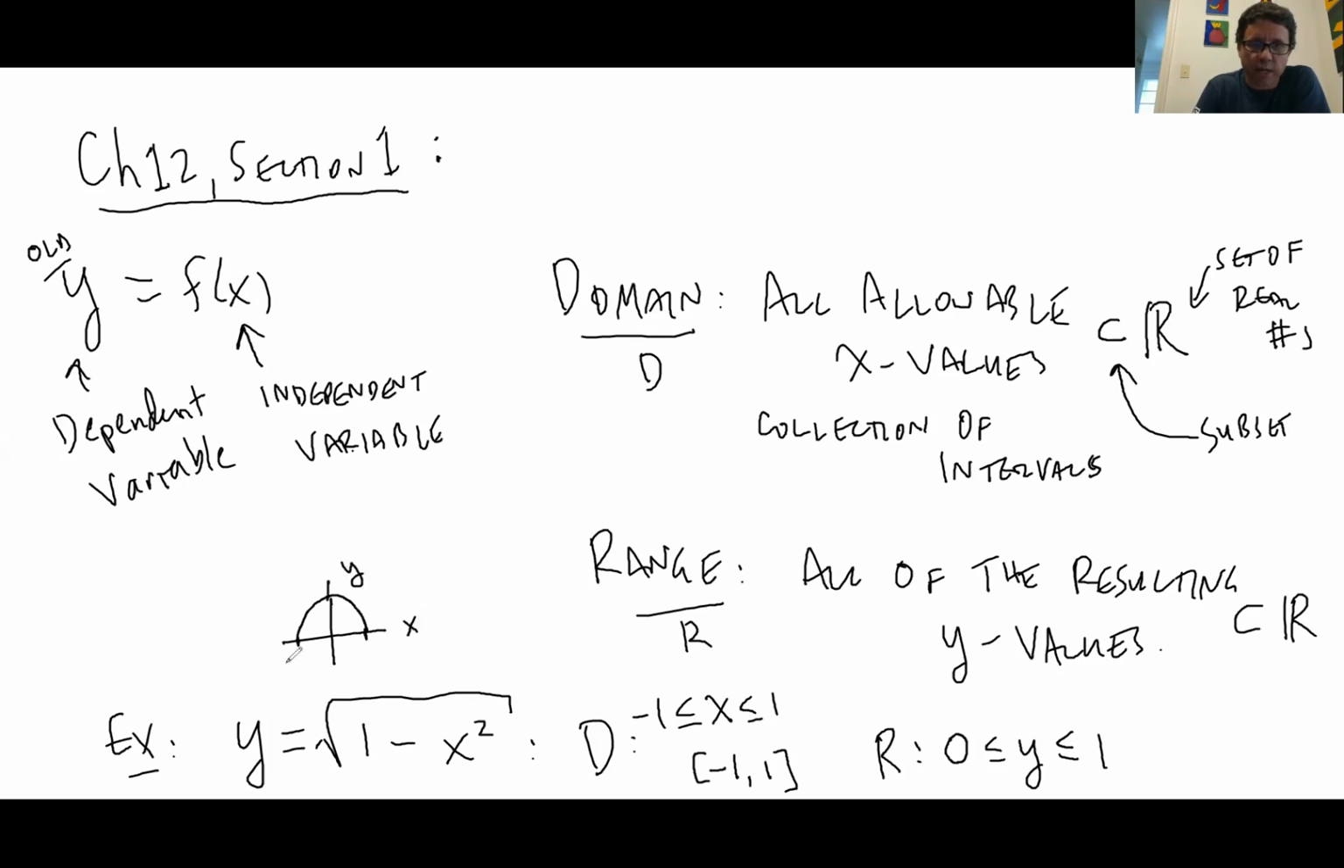So you know that x can only be between -1 and 1. So the domain is on the x-axis. How big can y be? It can only go up to 1. So that means that the range is the y is only between 0 and 1. So you look left to right for the domain and up and down for the range.